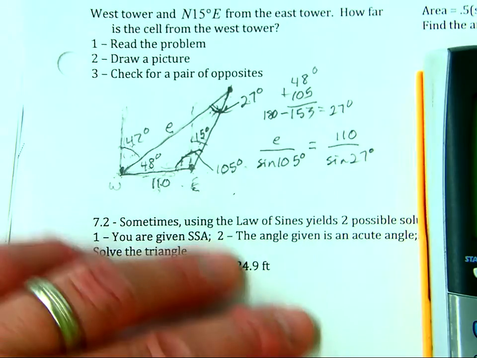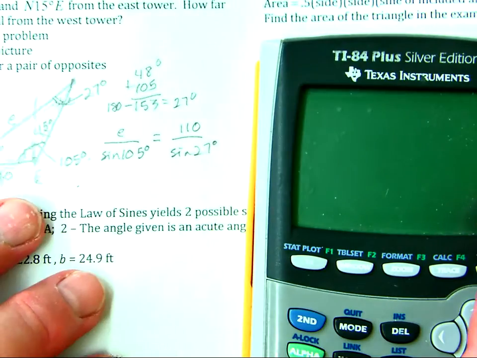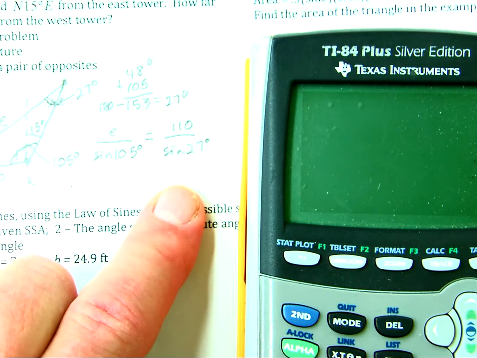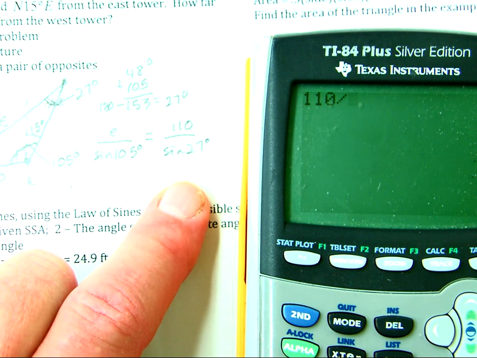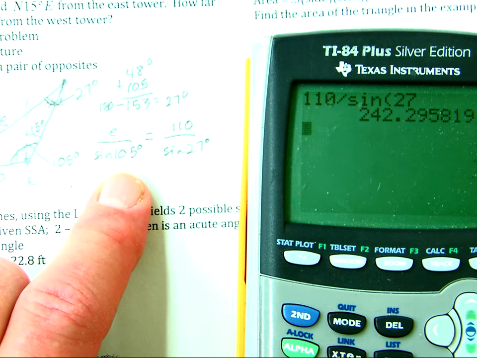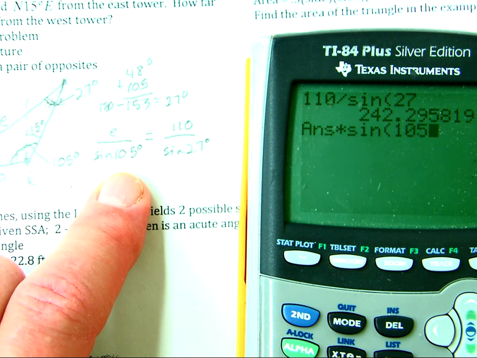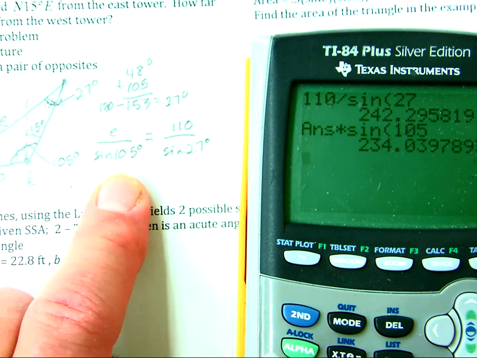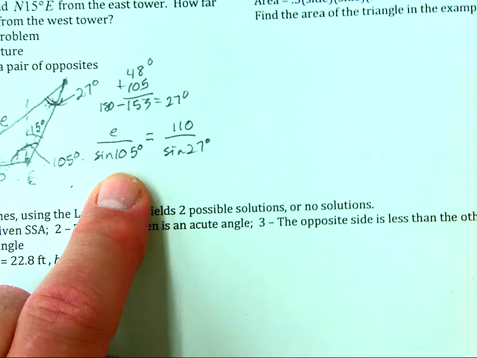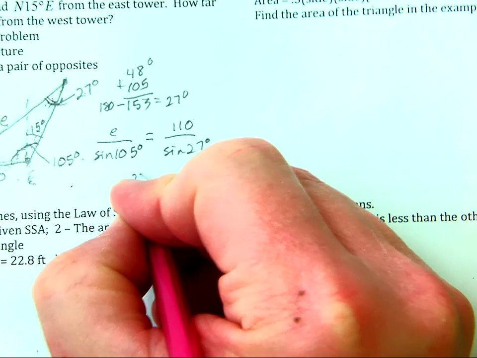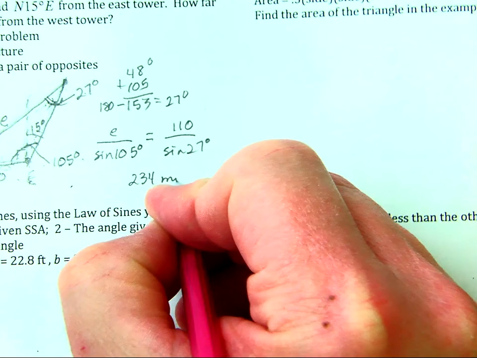Now again, to solve it, we use our calculator. We divide out that right side. So on the right side, we take 110 divided by the sine of 27. Then we're going to multiply that times the sine of 105. And I get 234 point something. So we could say that side is 234 miles.